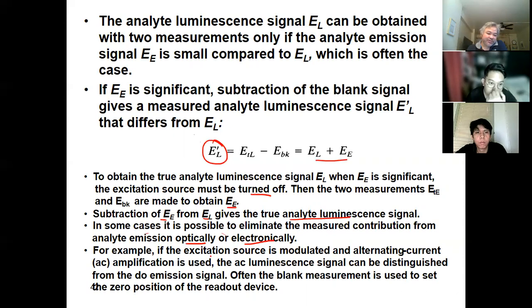So for example, when your excitation source is modulated and you use AC amplification, the AC luminescence signal can be distinguished from the emission signal. And often the blank measurement is set to the zero position of the device. So usually when you have a re-zero, that's all it is. When you have a blank, just press it. Then whatever signal you get, that's it.